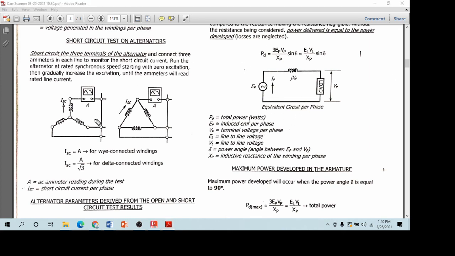To find the short circuit current in a Y configuration, ISC is equal to the ammeter reading only. In the delta configuration, ISC is the ammeter reading divided by the square root of 3. As you can see here, the windings are shorted. Based on the problem, you need to have an ammeter per line, so that you can see how much the current increases.